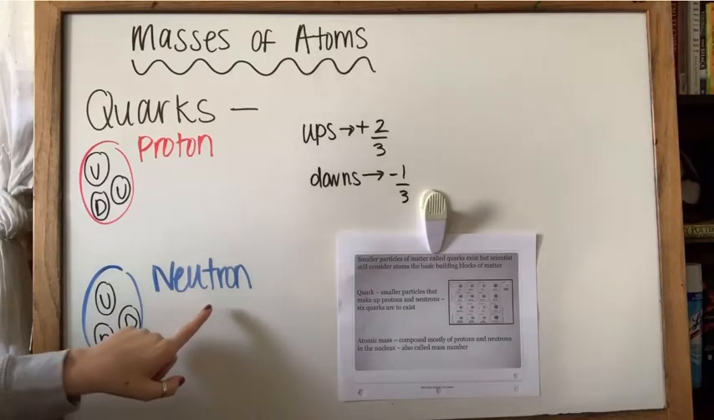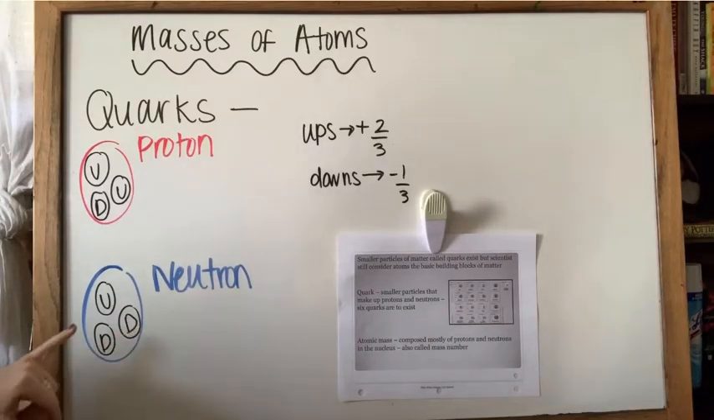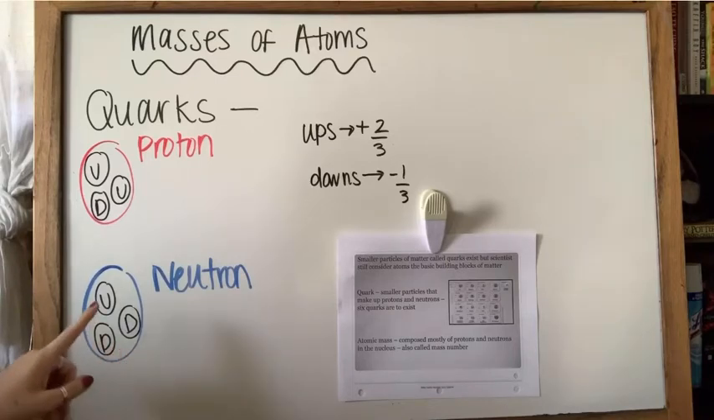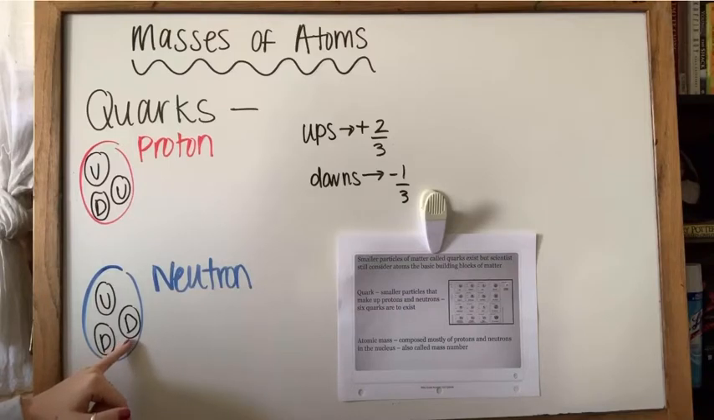Now, if we look at our neutrons, again, we have 3 quarks that make it up, but instead of having 2 up quarks and a down quark, we have 2 down quarks and an up quark. So when we add all of the charges of these together, we have a negative 1/3 charge, another negative 1/3 charge, and then a positive 2/3 charge. That will equal 0, so it will have no charge at all.